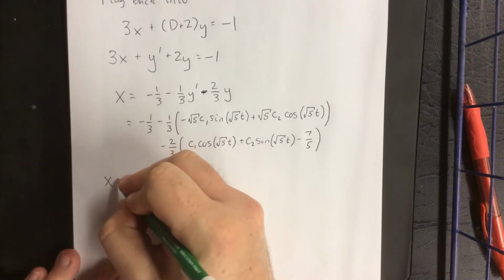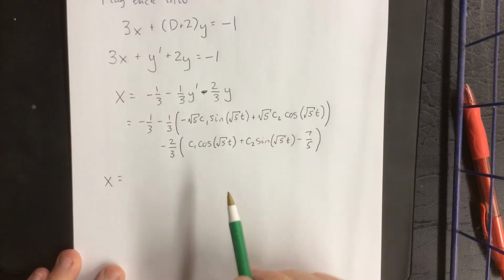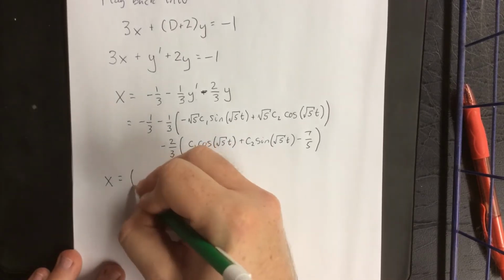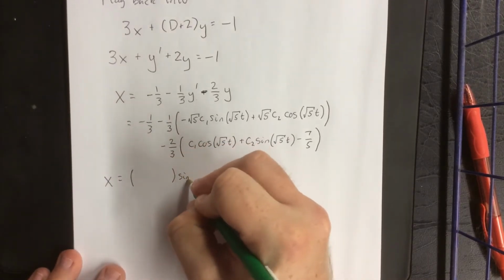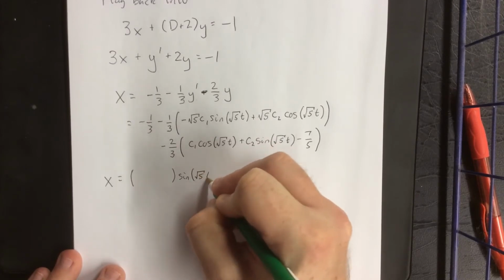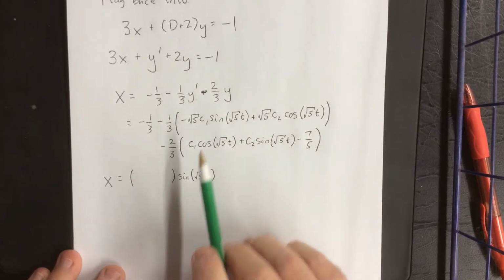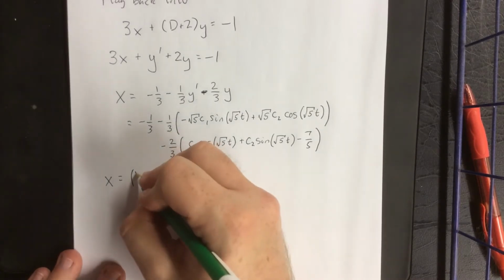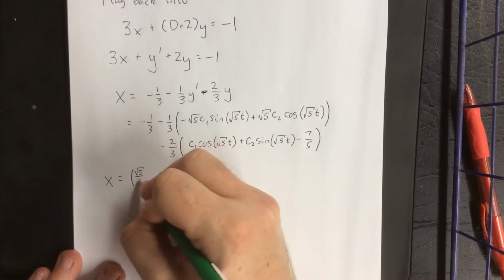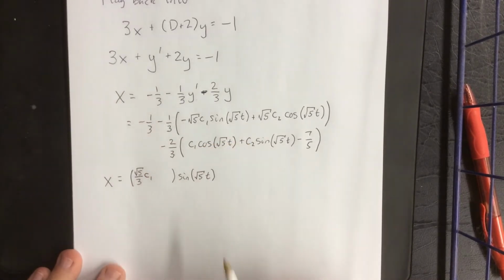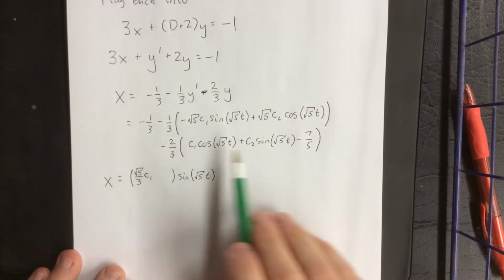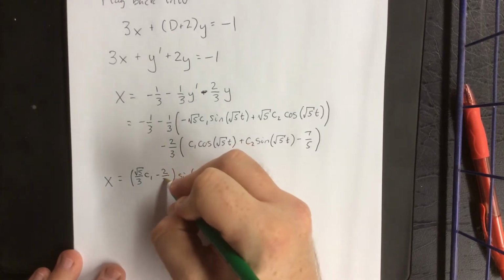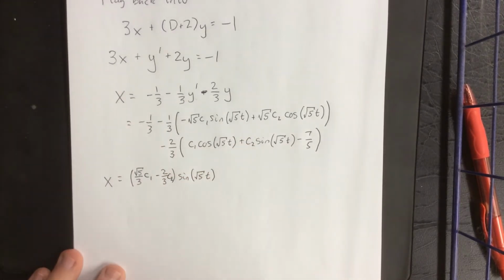So for x, let's group all of the sine of square root of 5 times t terms together. Up here I see positive root 5 over 3 times c1, and we'll have a minus 2/3 c2 from the second part.